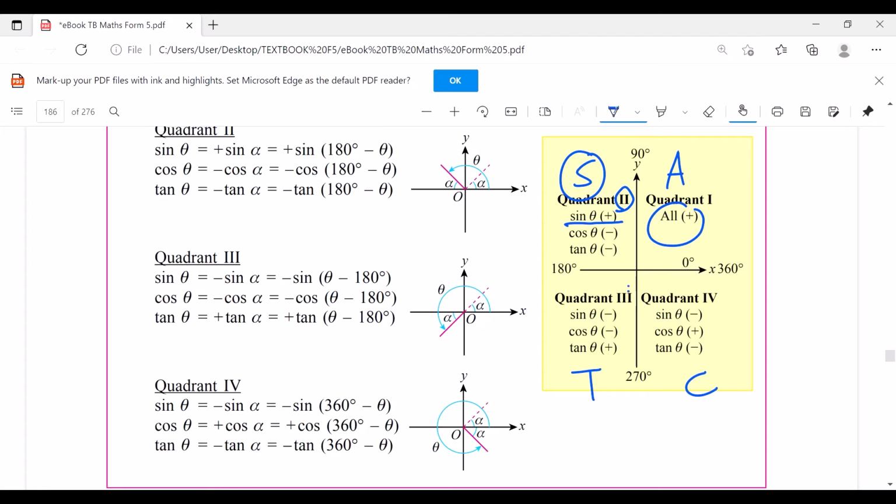Okay, for the third quadrant, only your tangent will be positive. Only your tangent will be positive. Here, the sin will be positive. The rest will be negative. And for the fourth quadrant, only your cosine will be positive. Very easy to remember the acronym.